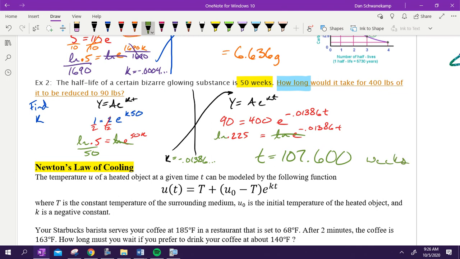And again, that number should make sense because after 50 weeks, I get cut in half, so then I'd be at 200. After 50 more weeks, I'd get cut in half, that'd be 100. And I'm trying to get to 90, so it's going to be a little bit more than 100 weeks. Okay, using your brain to think through those, I think, is an important concept. Questions on something we did today? All we talked about was half-life there.